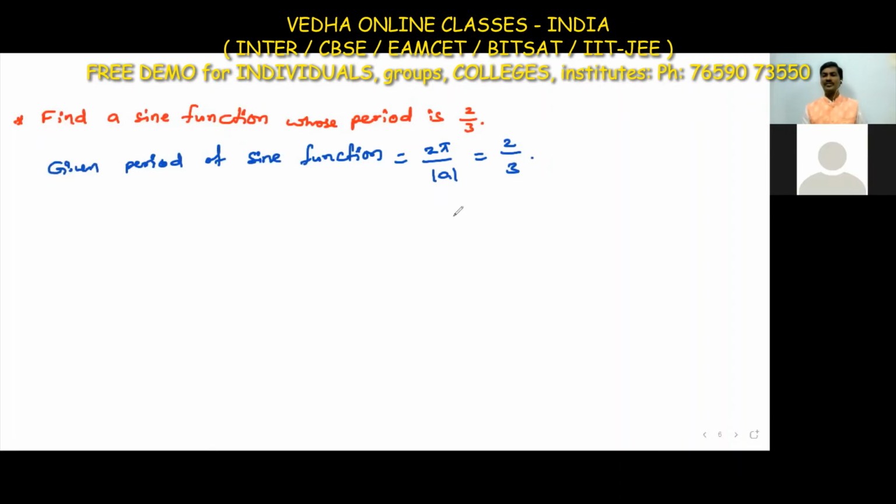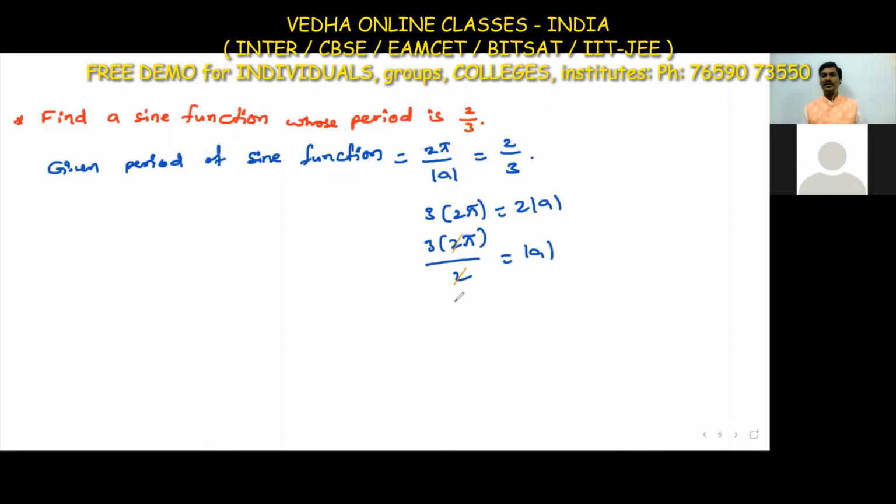Cross multiply here: 3 into 2 pi is equal to 2 into mod a. Take this 2 to this side: 3 into 2 pi divided by 2 is equal to mod a. Here we can cancel this 2 and 2. If we cancel the 2 and 2, then what is remaining here?